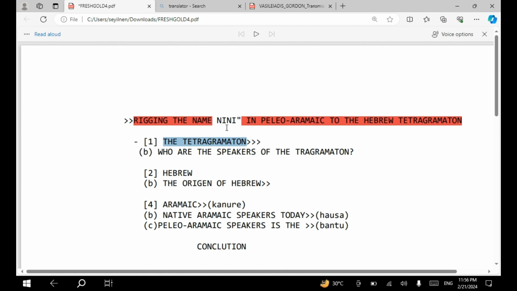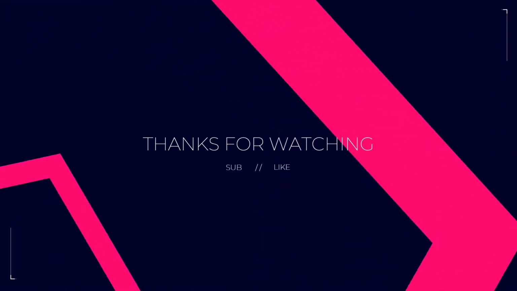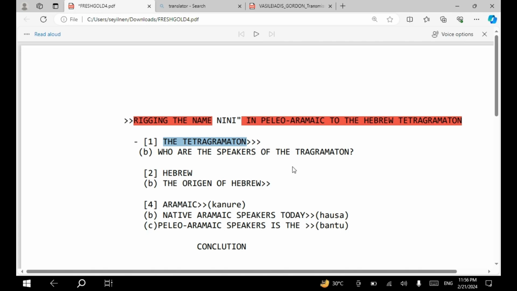NINI, N-I-N-I, in Paleo-Aramaic to the Hebrew Tetragrammaton. Reading the name word NINI found in the Paleo-Aramaic changed to the Hebrew Tetragrammaton. So the first thing that we are going to look at is the word the Tetragrammaton.